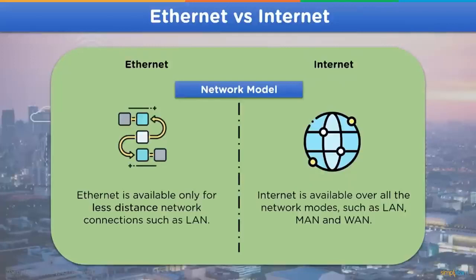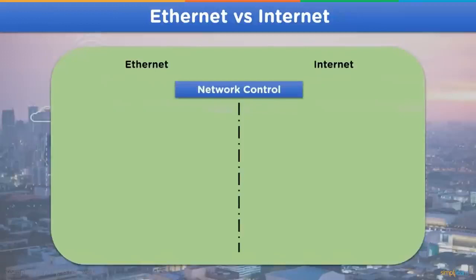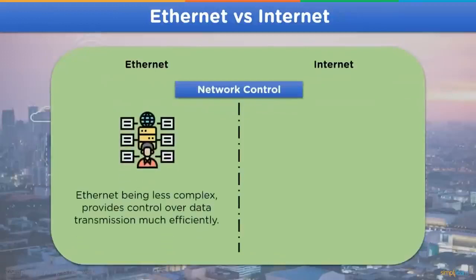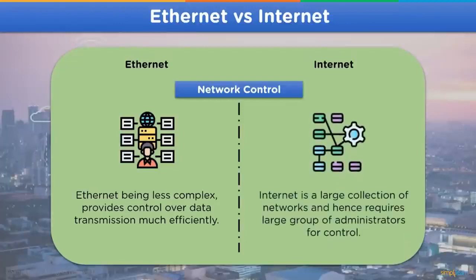Let's move on to the next difference, that is network control. For Ethernet, the complexity of the connection medium is low due to the shorter distance it uses, and it also provides much more efficient transmission of data over the communication channel. Whereas the Internet is a large collection of networks and hence requires a large group of administrators for control.